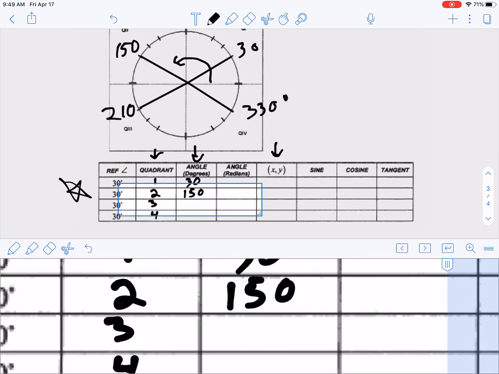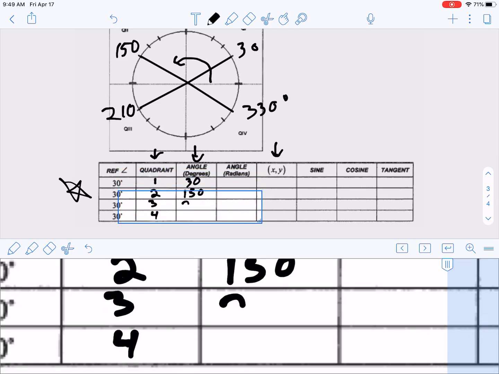In quadrant 3, we're at 210, and the reference angle to the nearest x-axis is 30 degrees. And in quadrant 4, we're at 330, and that has the reference angle of 30 degrees. Again, we'll get to the radians later. We'll talk about that on Monday.